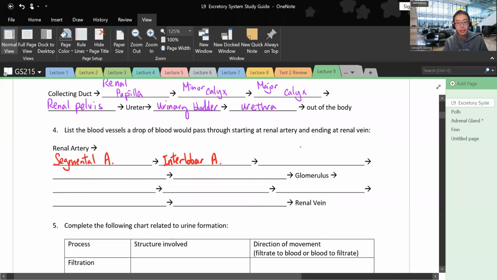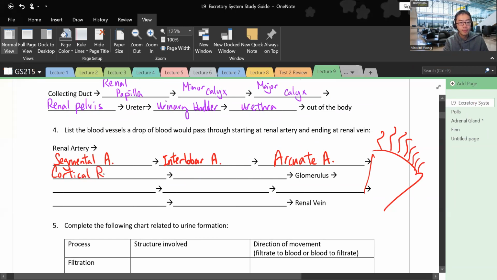And then from there, it will become the arcuate artery. Right. So going up the side, becoming the arcuate. And then we have all these crazy hair looking things. That would be the cortical radii artery. And then each of these crazy hairs will have side branches. Those would be the afferent. Afferent means towards, right? Afferent arteriole this time.